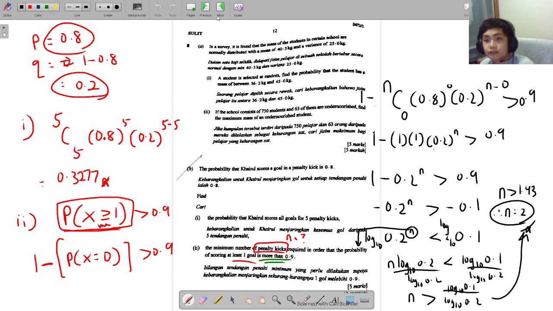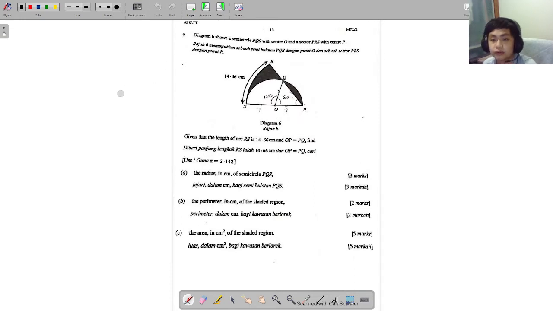Okay, so from here, diagram 6 shows a semicircle PQS with center O, sector PRS with center P, given that the length of arc RS is 14.66, so OP is PQ, so this and this is the same. They did some sketching here already, so kind of a clue. So find the radius of the semicircle PQS. So we are looking for the radius of the semicircle here.